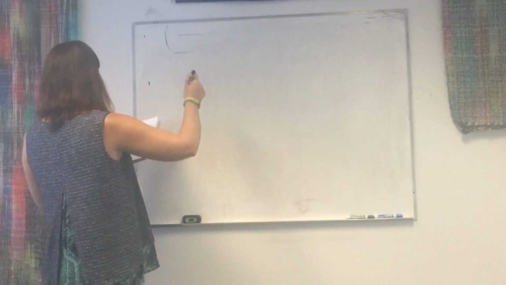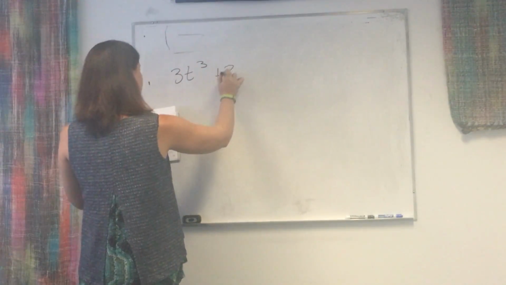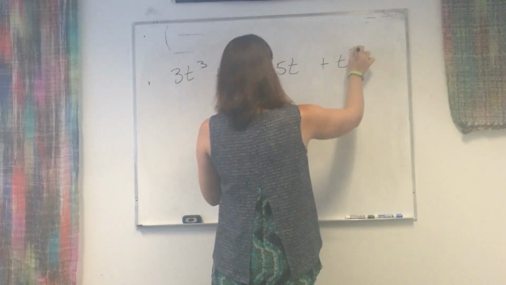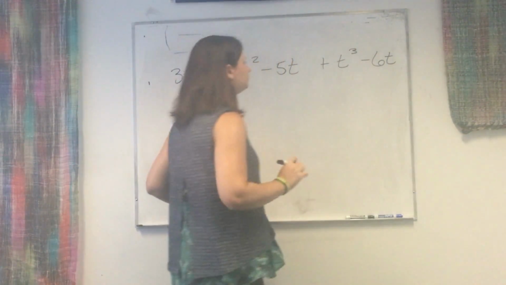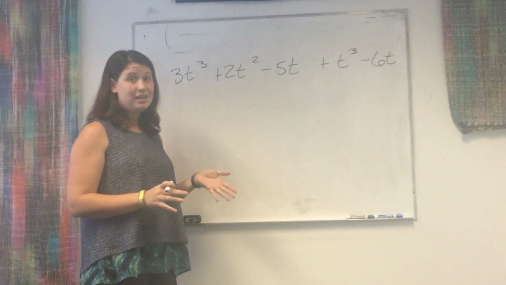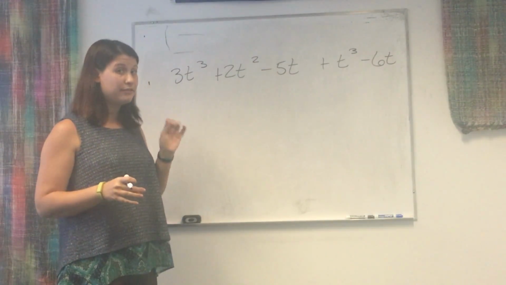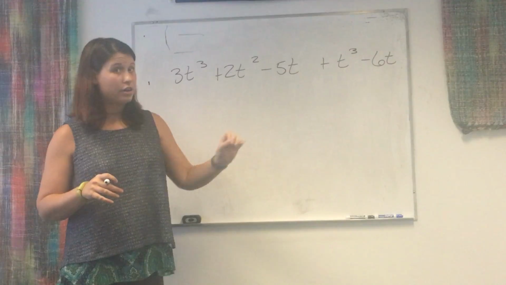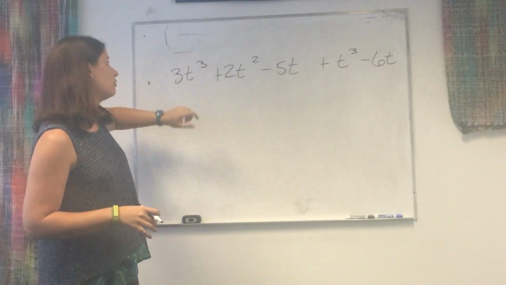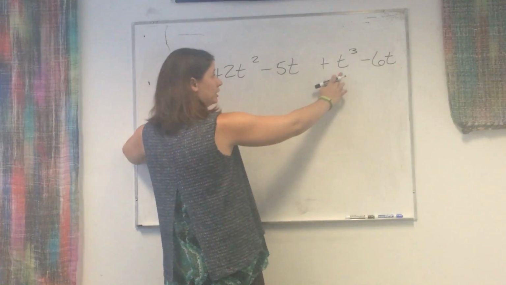So if we have something like this, we have 3t cubed plus 2t squared minus 5t plus t cubed minus 6t. Okay, there's a few ways we can think about this. We can look at it just how it is, and then we have to find terms that are exactly alike, meaning they have the same variables and the same degree on the variable. We don't care about the coefficient yet, we just are trying to find another t cubed term. We have 1, right?